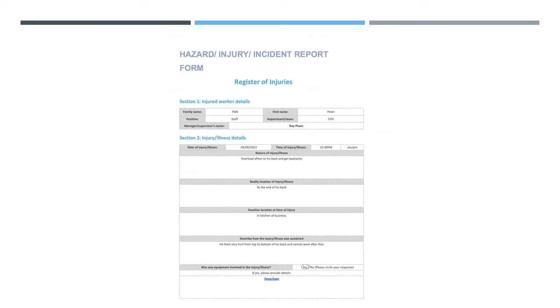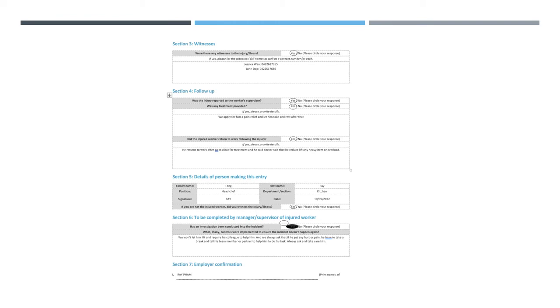This is the form for an incident report when an accident occurs in the workplace. Section one is the injured worker's details, where we have the first name and private information of the staff. Section two is injury or illness detail, which is the detail of the injuries. Section three is awareness. Section four is follow up.